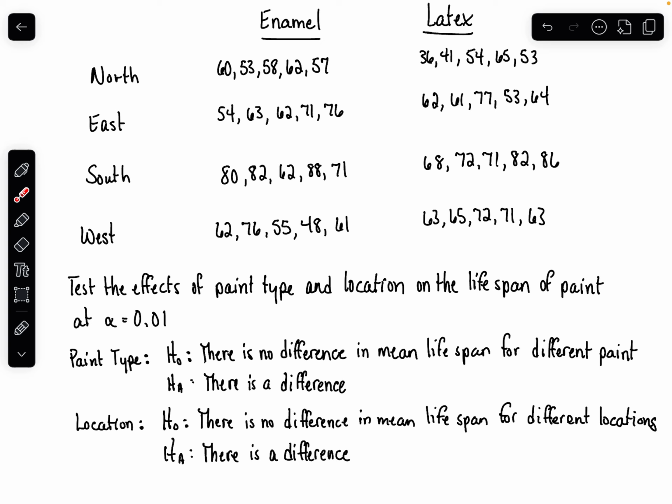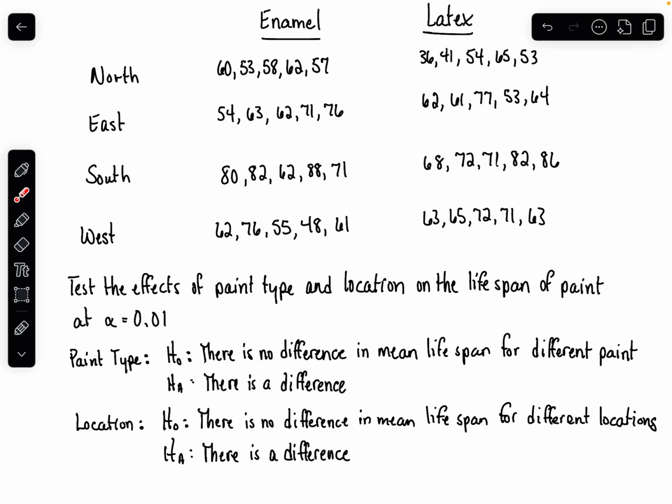So when we are doing the hypotheses for paint type, we're looking at all of this together versus all of this together. And suddenly, maybe they don't look so drastically different. Now, they're obviously not the same. I mean, at a quick glance, I'd say that we seem to have some more obviously higher numbers on one side than on the other.